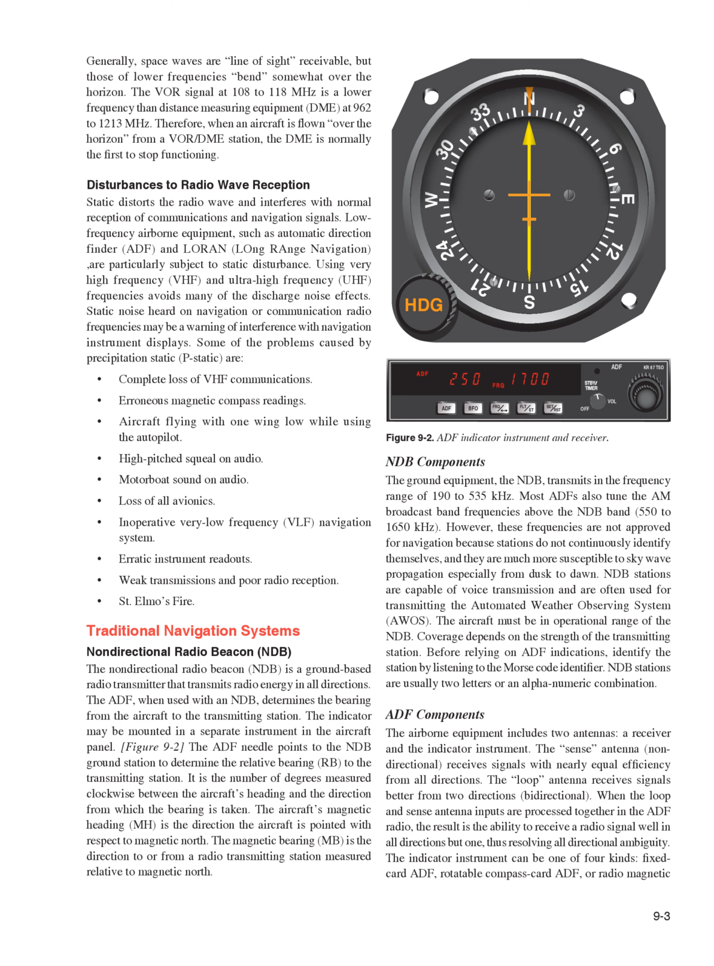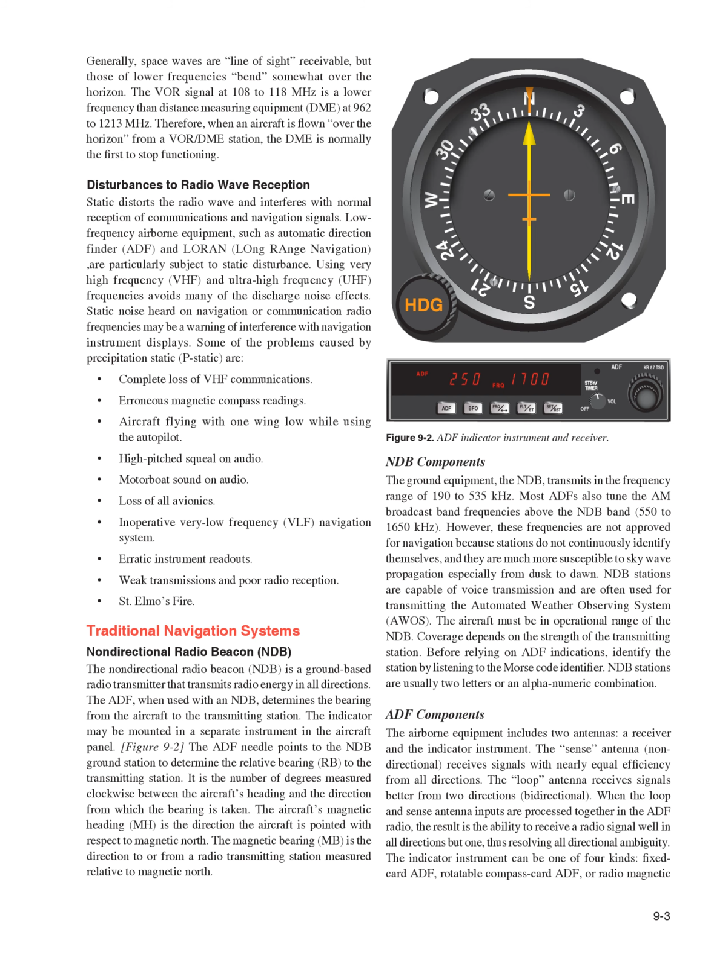NDB components: the ground equipment, the NDB, transmits in the frequency range of 190 to 535 kHz. Most ADFs also tune the AM broadcast band frequencies above the NDB band, 550 to 1650 kHz. However, these frequencies are not approved for navigation because stations do not continuously identify themselves, and they are much more susceptible to sky wave propagation, especially from dusk to dawn. NDB stations are capable of voice transmission, and are often used for transmitting the Automated Weather Observing System, AWOS.